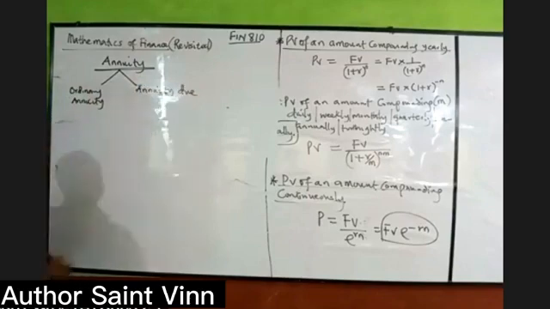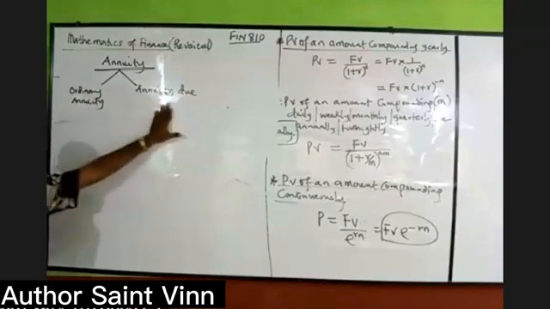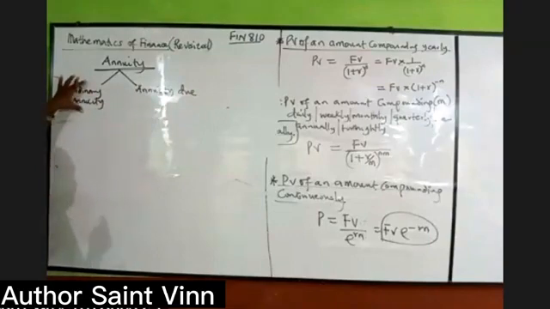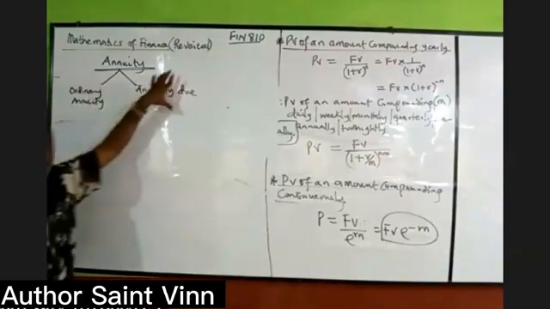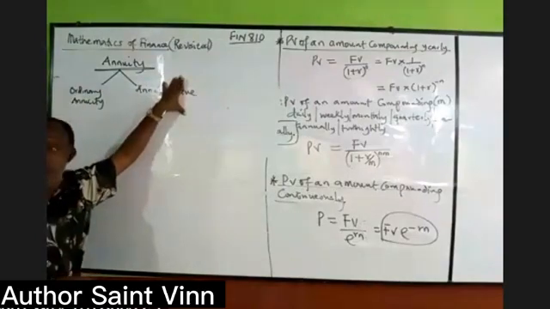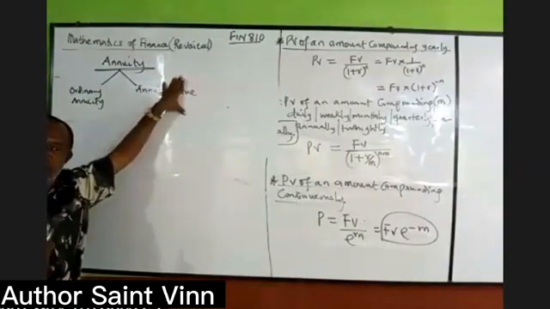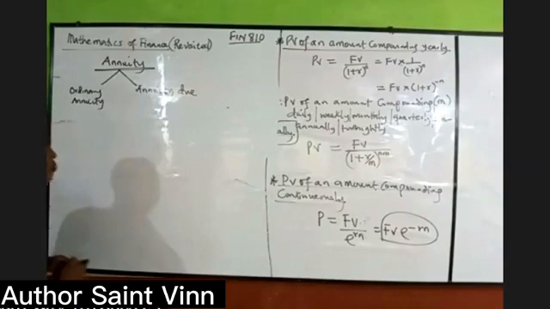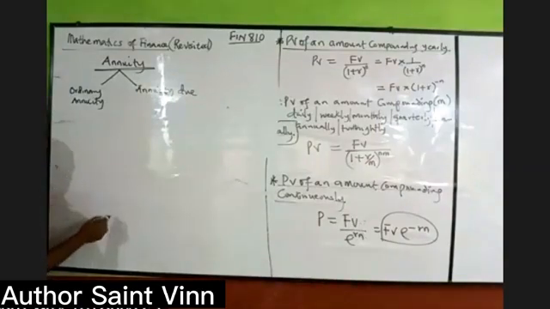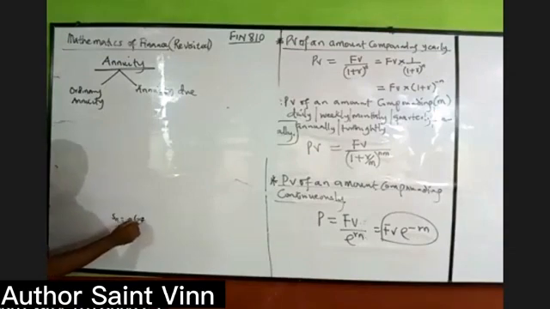Based on these two, we have future value of ordinary annuity, present value of ordinary annuity, future value of annuity due, and present value of annuity due. Is that okay? As for the formula, if you have seen this kind of thing before, I don't know. Has anybody seen this before?